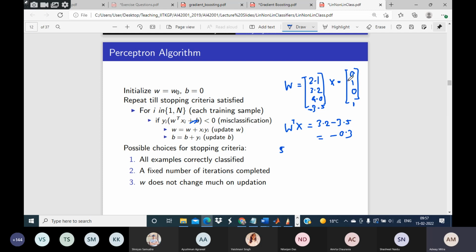Now let us say that for this particular data point, the label y is +1. So the true label is +1, but what you have predicted is negative. So as you can understand, y into W transpose X is going to be +1 into minus 0.3, which is minus 0.3, which is negative, which means misclassification.